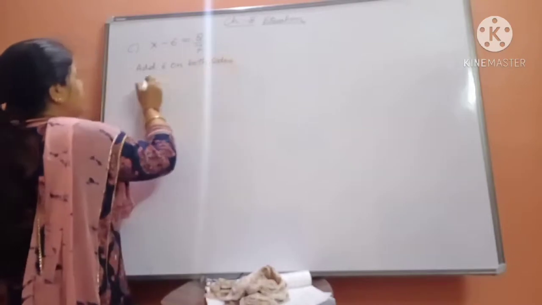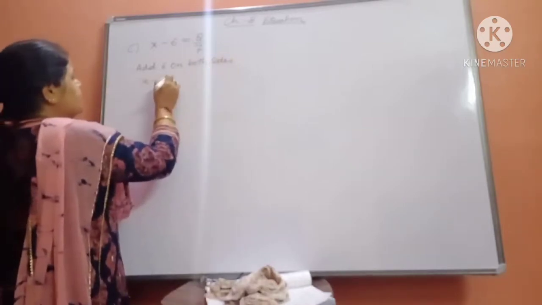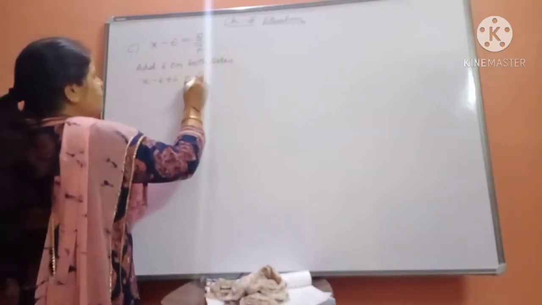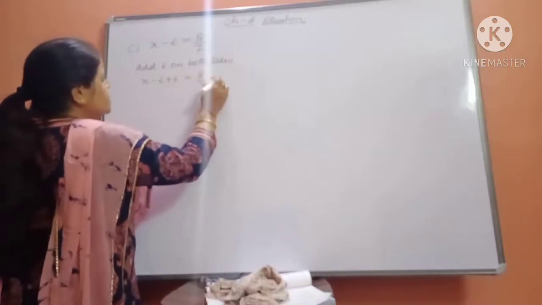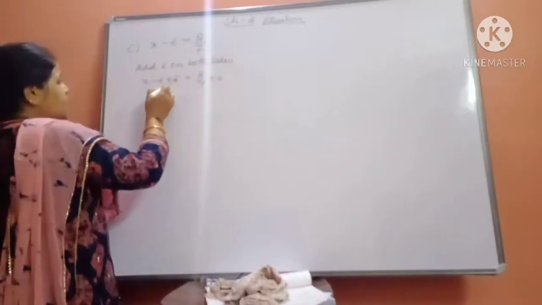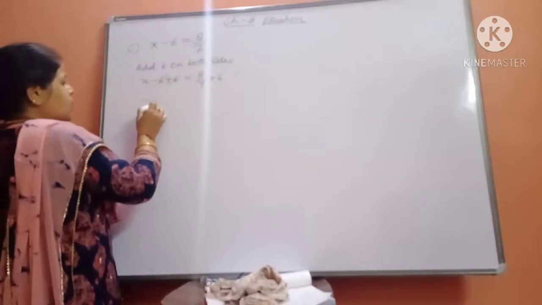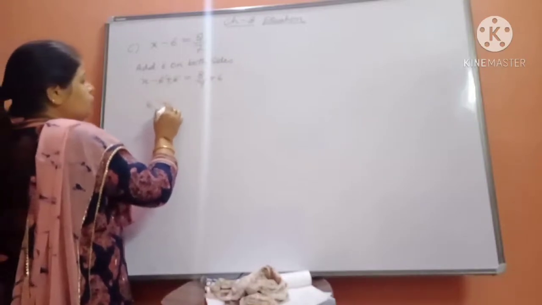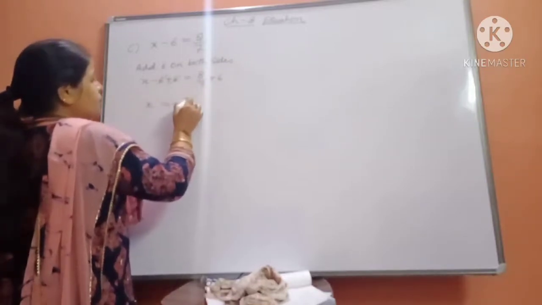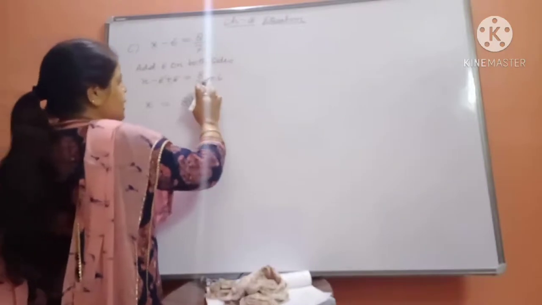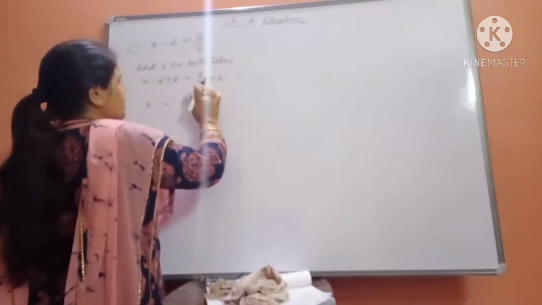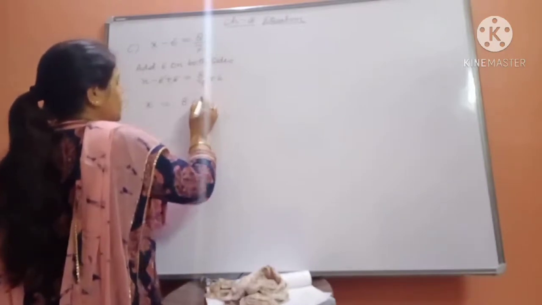So it will become x minus 6 plus 6 is equal to 8 upon 7 plus 6. Okay. So this will become cancelled. So x will remain here. x is equal to 8 plus, everybody knows now how to take the LCM. 7 sixes are 42.